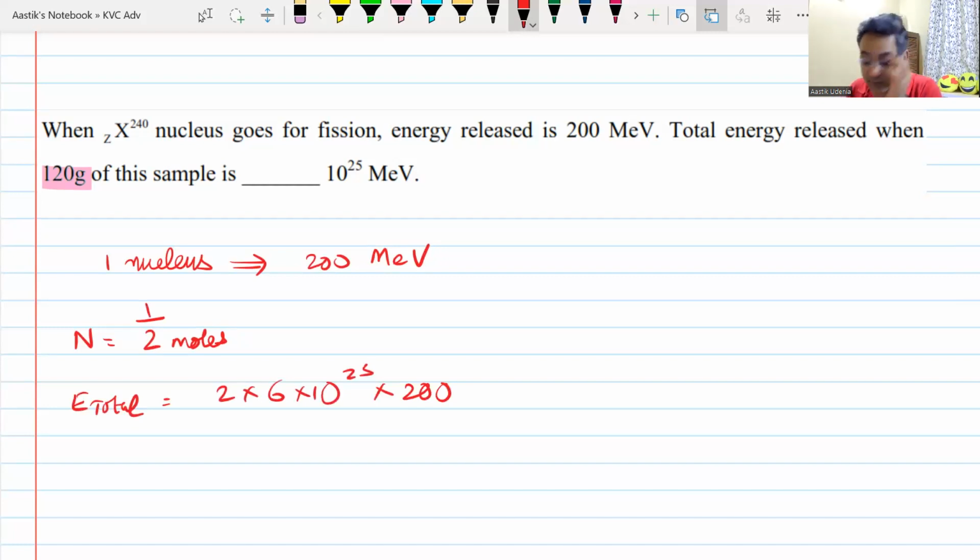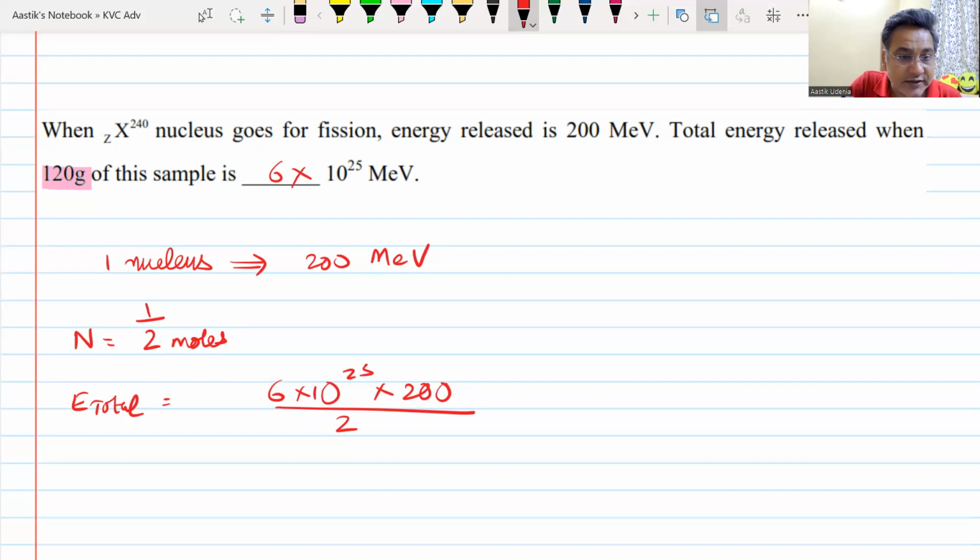It was 120 grams of sample. So this must be equal to 6 into 10 raised to the power 23 into 200 divided by 2. So the answer is 6 into 10 raised to the power 25 mega electron volts. Do we understand how questions of this type are done? See, the questions are pretty simple, and you can easily solve them.